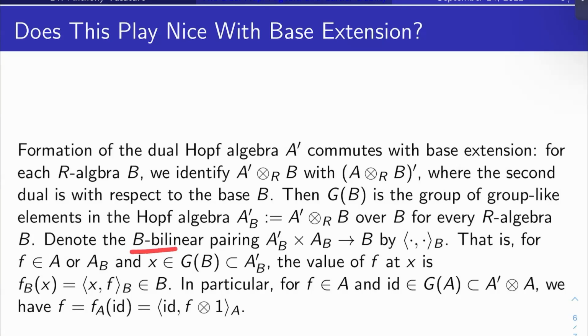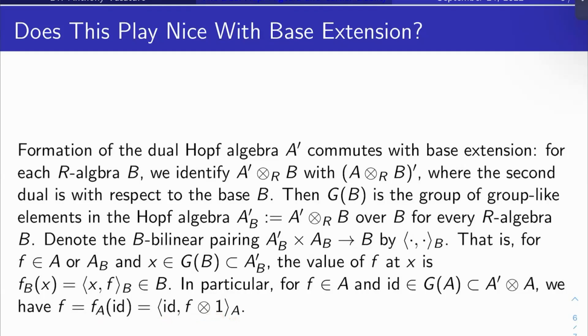In this case, we'll denote the B-bilinear pairing from A prime sub B across A sub B to B by just bracket sub B, basically. What I mean by that is for each f in A, or A sub B, and x in G of B, which we know is in A prime sub B, the value of f at x should just be f sub B of x, which by definition is bracket x comma f sub B, which is in B. And in particular, if you take f in A and just the identity element in G of A, which you can think of as living in A prime tensor A, we have that f is f sub A at identity, which using our bracket notation is bracket identity, comma, f tensor 1 sub A.